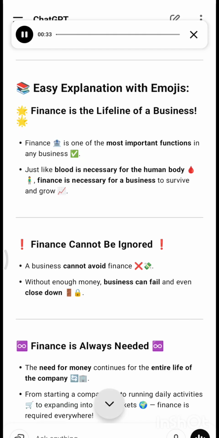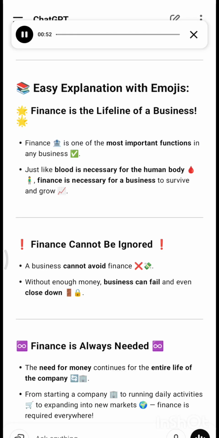Easy explanation with emojis. Finance is the lifeline of a business. Finance is one of the most important functions in any business. Just like blood is necessary for the human body, finance is necessary for a business to survive and grow.